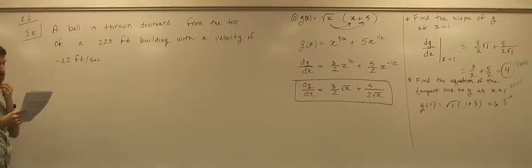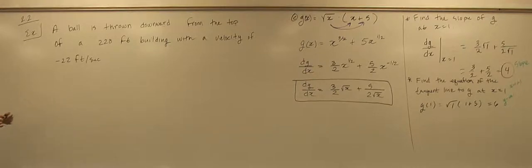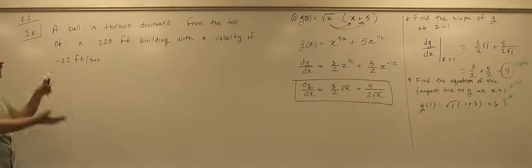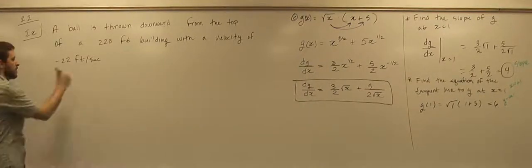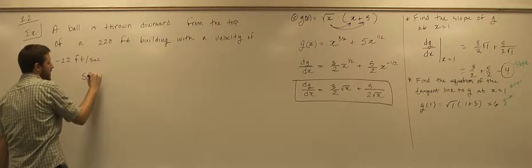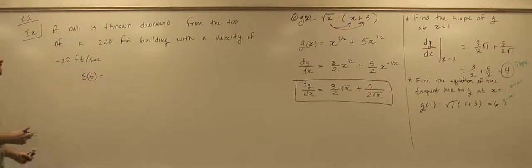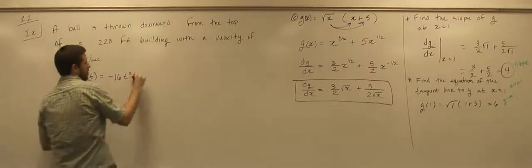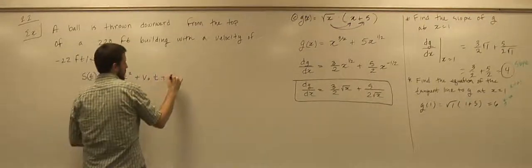In this situation, there's a general physics formula that allows you, when you throw an object up or down, to find the position function, how high the object is off the ground. This is the formula. S of t is equal to, if you're using feet, negative 16 t squared plus the initial velocity times t plus the initial position.